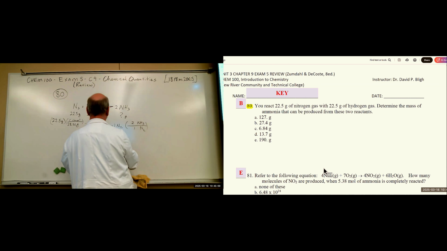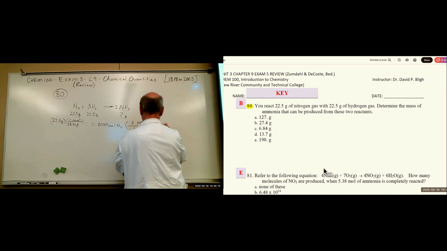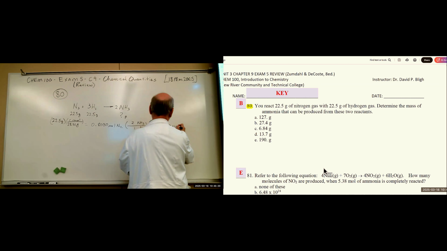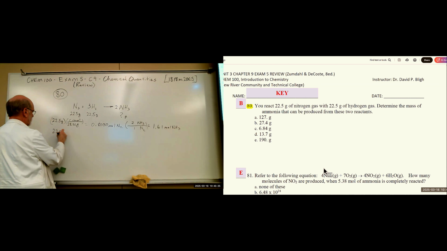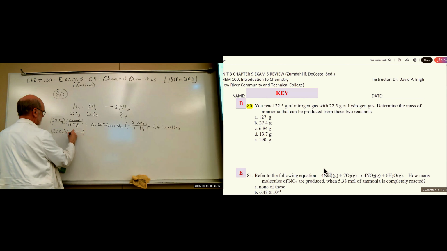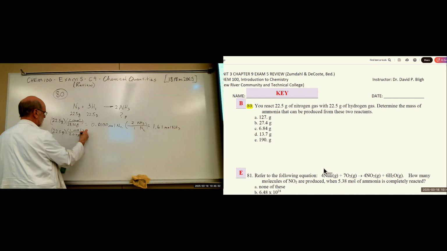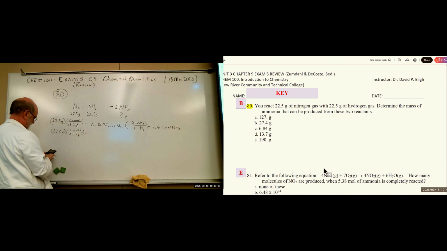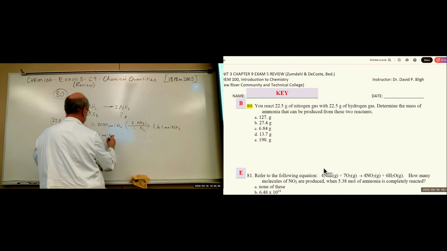So this is 2 and that's 1. So 2 times that, which is 1.61 moles of ammonia. We'll do the same thing for hydrogen. Two times 1.01 is 2.02 grams, which is 11.14 moles of hydrogen.